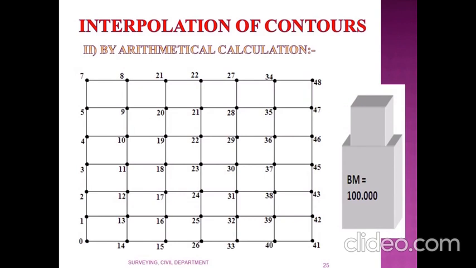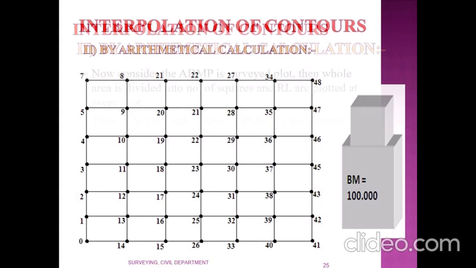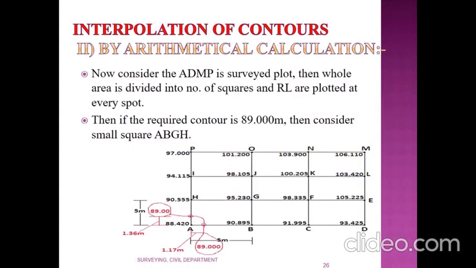So here one example is there. According to that, we can give numbering to each corner point, and we have to divide the total area into smaller squares. With the help of this benchmark, which is considered as 100 meter, we can calculate the reduced level of each corner point. Now consider ADMP is a surveyed plot, then the whole area is divided into a number of squares and reduced levels are plotted at every spot.